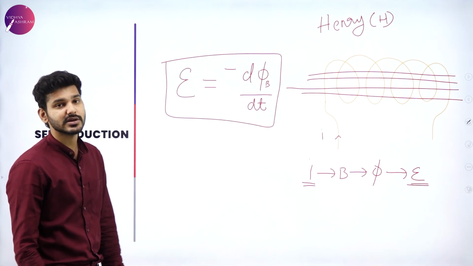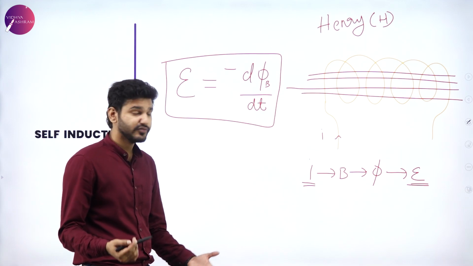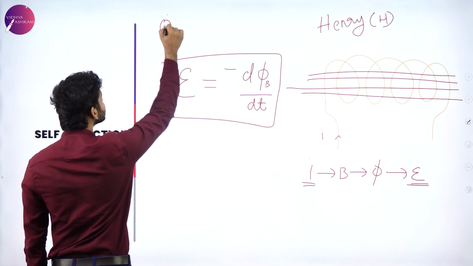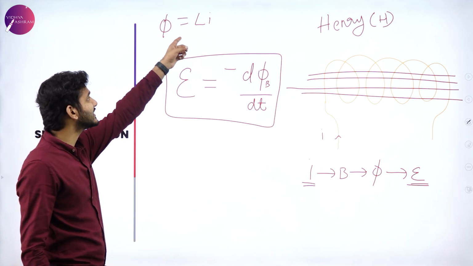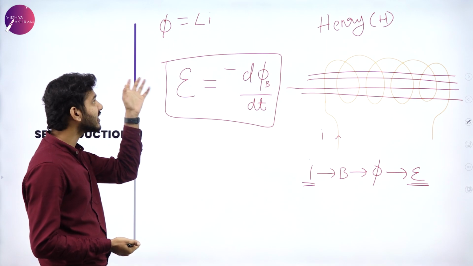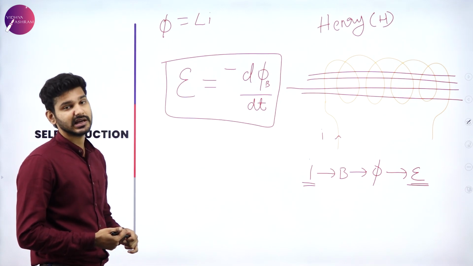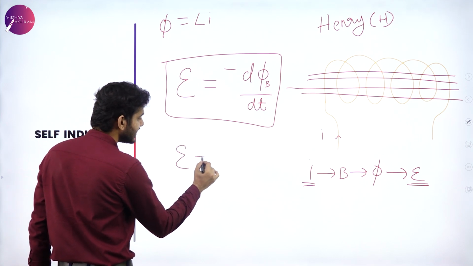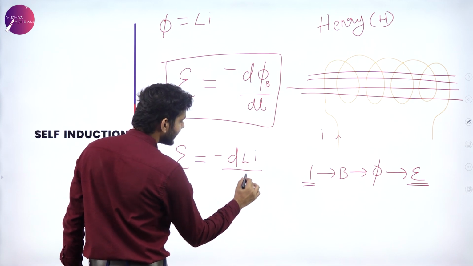That is, EMF is equal to negative dΦ by dt. In order to make it more smooth, we now know an equation for Φ_B. So we do know that Φ is equal to L times I. For self-induction, this is the equation to find the magnetic flux: the flux will be equal to self-inductance times the current flowing through that particular coil. So we can see that E will be equal to negative d(LI) divided by dt.